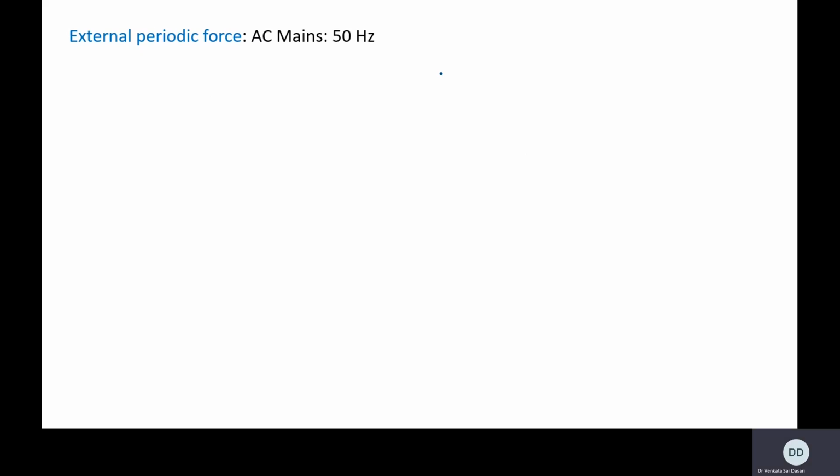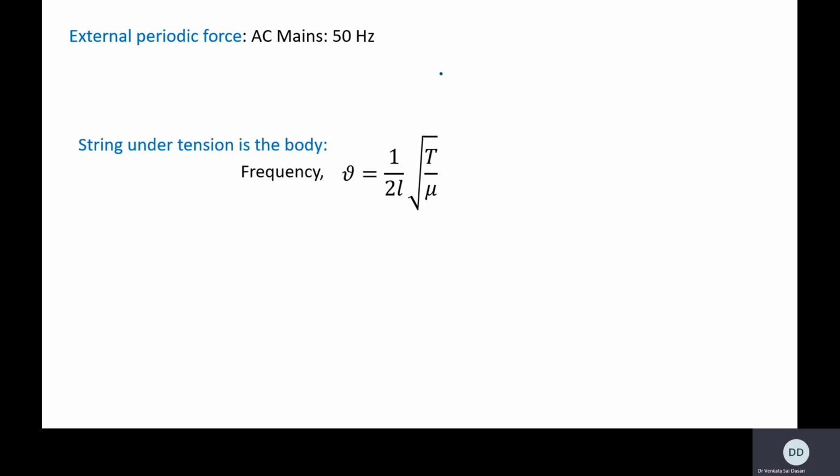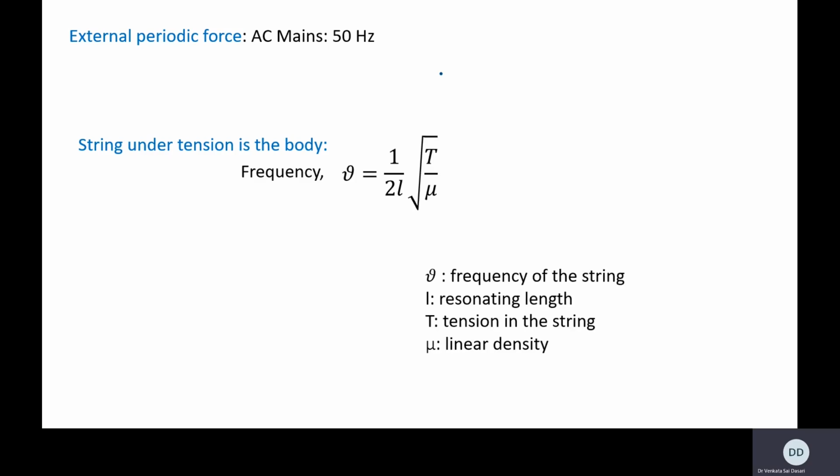The external periodic force is the AC mains, and the frequency is 50 Hz. The frequency of a string under tension is given by nu equals 1 by 2L root T by mu, where nu is the frequency of the string, L is the resonating length, T is the tension applied, that is mg, mass times acceleration due to gravity, and mu is the linear density.